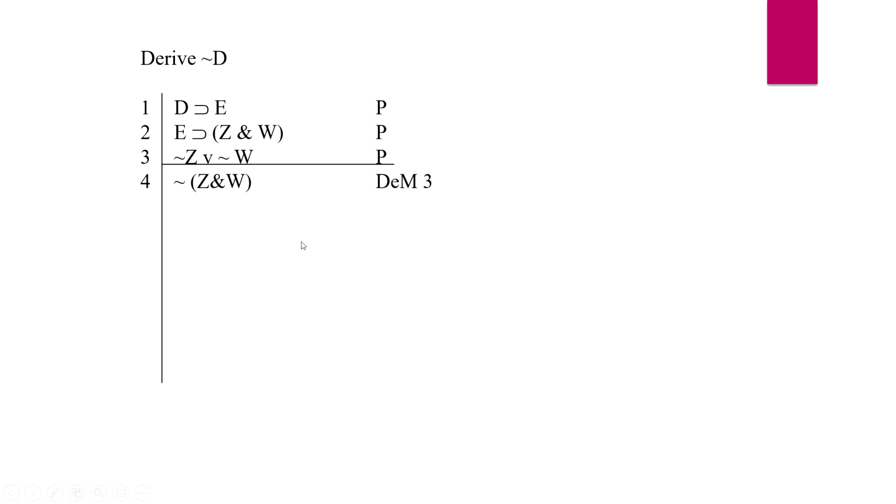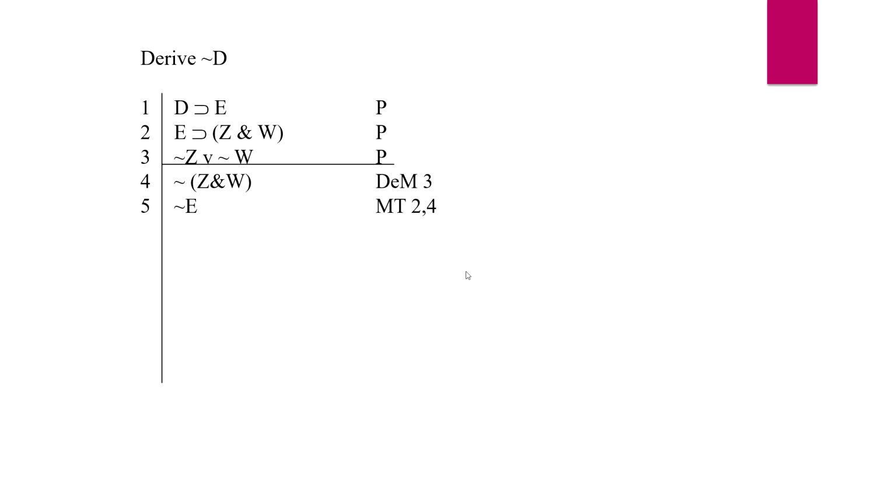So in line 4, we're going to use De Morgan's, the rule that shows the equivalence between negations and conjunctions and disjunctions, to move that negation out and put that sentence in parentheses, and we flip that disjunction to a conjunction. So now we have the negation of the consequent of the conditional on line 2, which means on line 5, we can use modus tollens, right? We have the negation of the consequent, so we can get the negation of the antecedent.